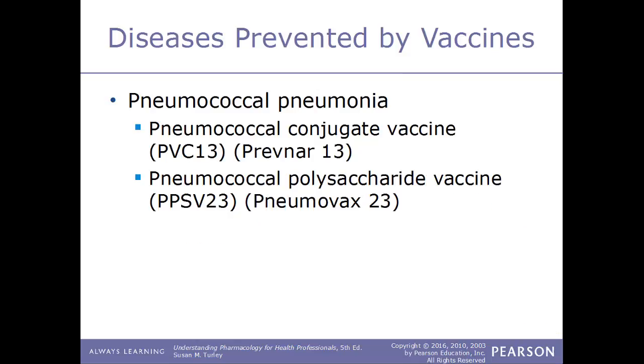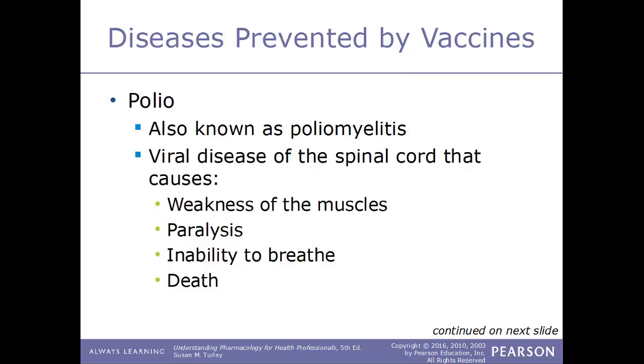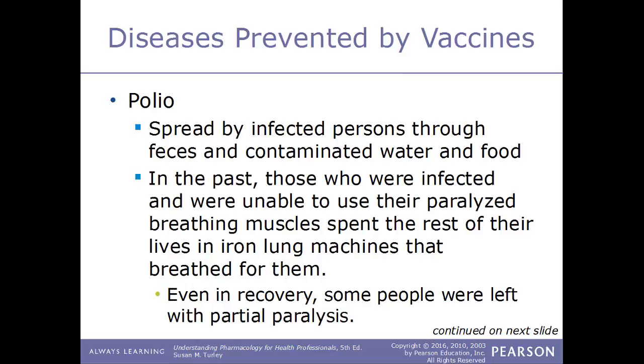And some trade names that you could find this vaccine under: for PCV13 would be Prevnar 13, and for PPSV23, Pneumovax 23. Another condition, polio, also known as poliomyelitis. This is a viral disease of the spinal cord that can cause weakness of the muscles, paralysis, the inability to breathe, and then eventually death. And it's spread by infected persons through feces and contaminated water and food.